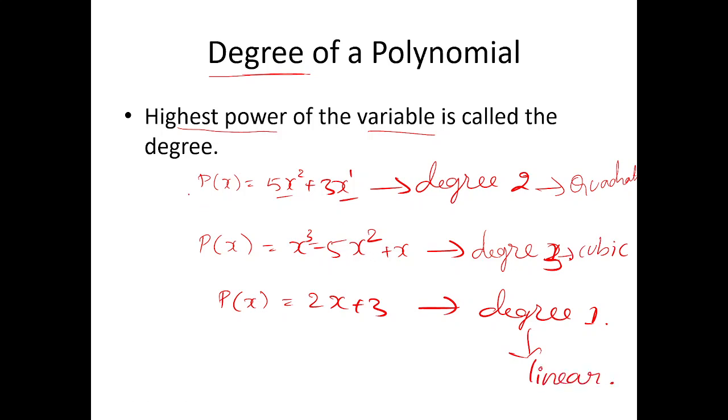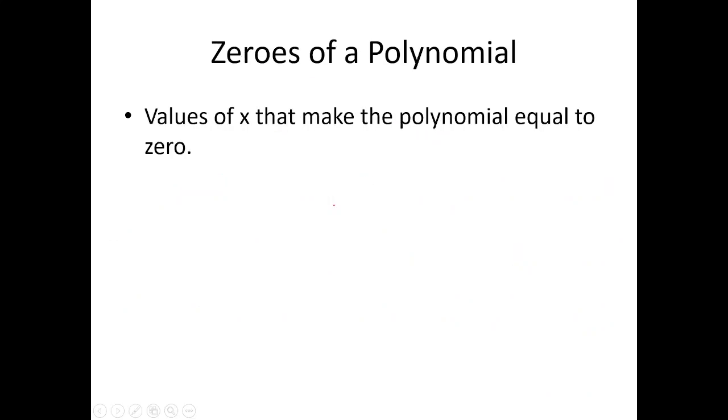Similarly, we have general forms for cubic, quadratic and linear. The general form for linear is ax plus b. For cubic it is ax cube plus bx square plus cx plus d. For quadratic, it is always in the form ax square plus bx plus c. Understood? Here if we don't have a constant, we can add 0 as a constant. Clear? These are the types of polynomials.